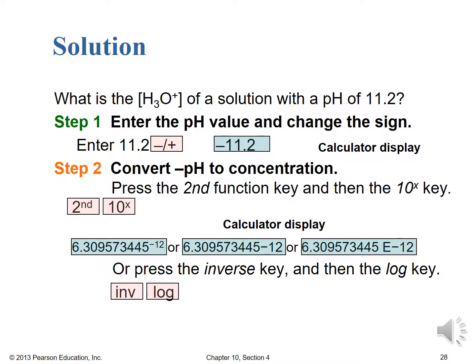Okay, we're going to solve it rigorously, and then you're going to see how easy it was if you just knew your sig fig rules. First, what is the H3O plus concentration? We've got the pH. We enter the pH value and change its sign because, of course, the H3O plus concentration is equal to 10 to the negative pH value. Step 2, we convert that negative pH to concentration by pressing the second function key and then the 10 to the x key, or however you do it on your calculator, and you should end up with something like what you see there, 6.309, and so on and so forth.